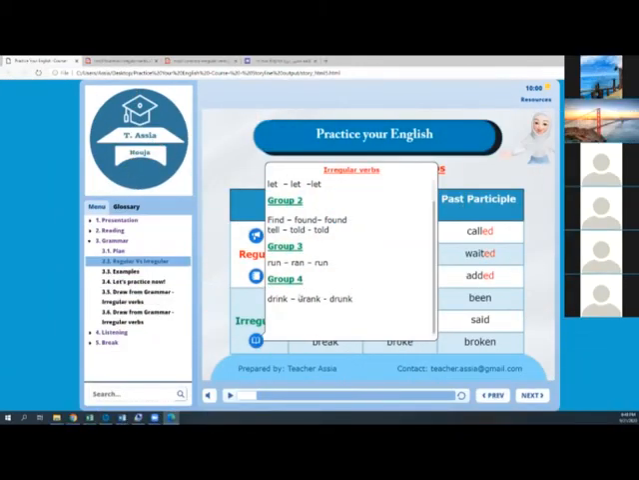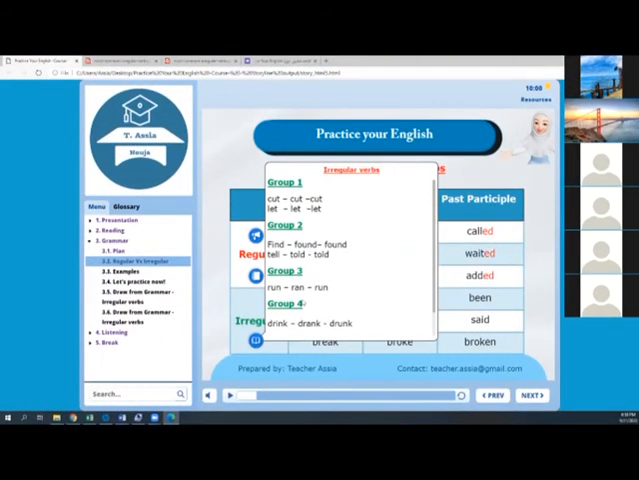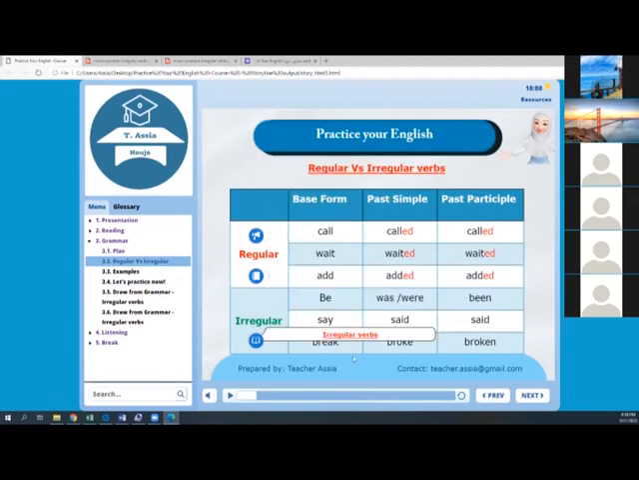So group 4 is different. Why? Because it takes different forms for the base form, the past simple, and the past participle. Look here, drink, drank, drunk. Look at the verb to be. Group 4, yes. Why? Because it takes different forms, okay? The base form is the verb to be. The past simple is was or were. The past participle is been. You see? It takes different forms. Is it clear, guys, for irregular verbs?